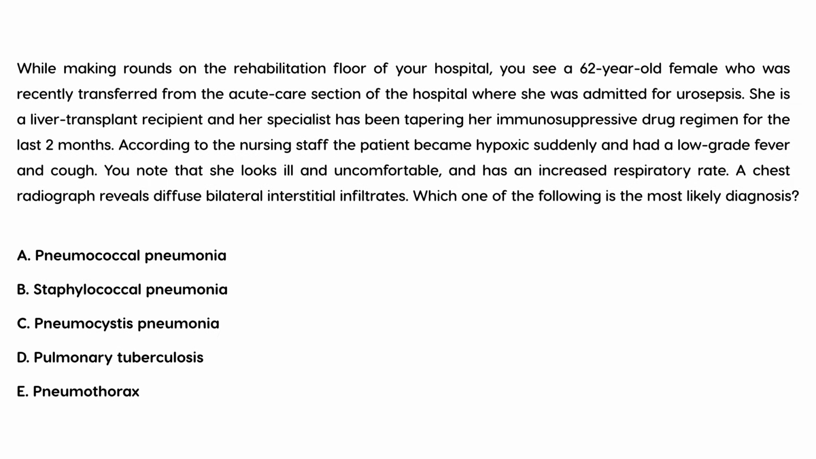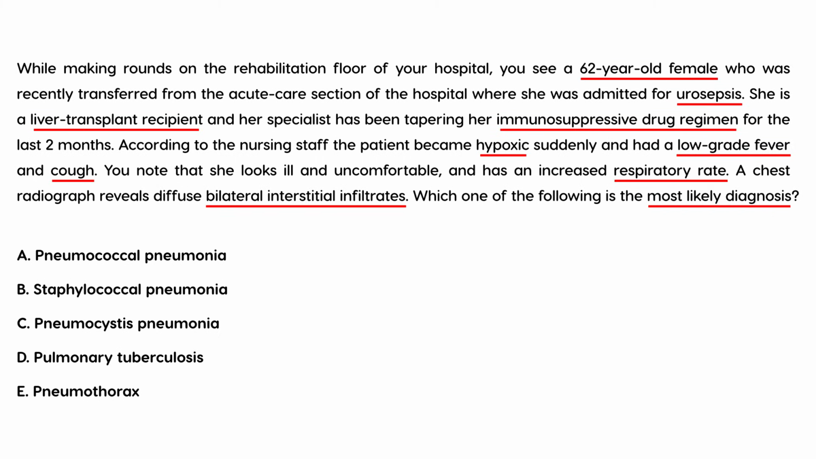While making rounds on the rehab floor of your hospital, you see a 62-year-old female who was recently transferred from the acute care section of the hospital where she was admitted for urosepsis. She is a liver transplant recipient, and her specialist has been tapering her immunosuppressive drug regimen for the last 2 months. According to the nursing staff, the patient became hypoxic suddenly and has a low-grade fever and cough. You note that she looks ill and uncomfortable and has an increased respiratory rate. Chest x-ray reveals diffuse bilateral interstitial infiltrates. Which of the following is most likely diagnosis?